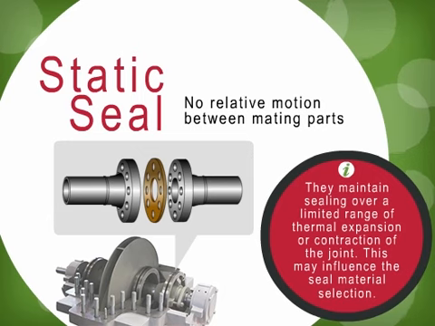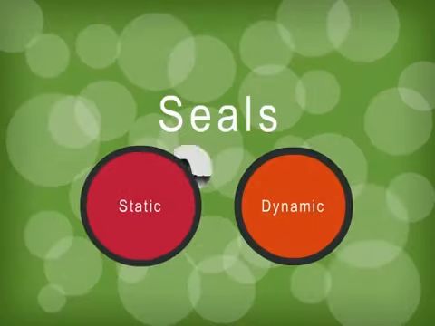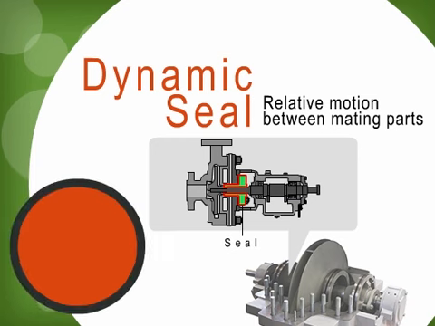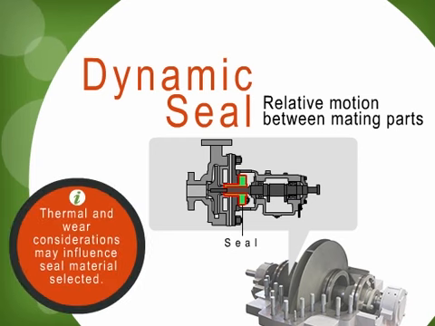Note that they maintain sealing over a limited range of thermal expansion or contraction of the joint. This may influence the seal material selection. Dynamic seals are used between surfaces that move relative to each other. Note that thermal and wear considerations may influence seal material selected.